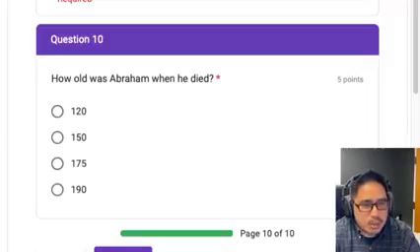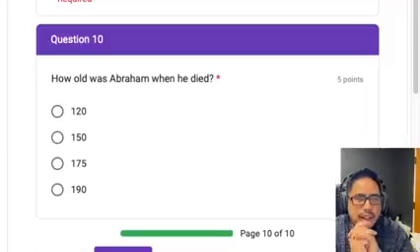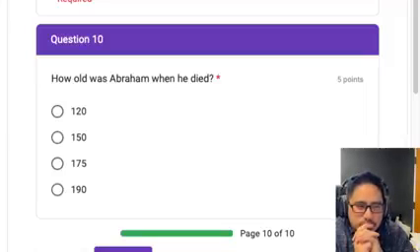All right. Last question. How old was Abraham when he died? 120, 150, 175, 190. I want to say 175, but I have a lean towards 190. Usually, question number 10, the last question, should have been somewhat easy. I don't know.